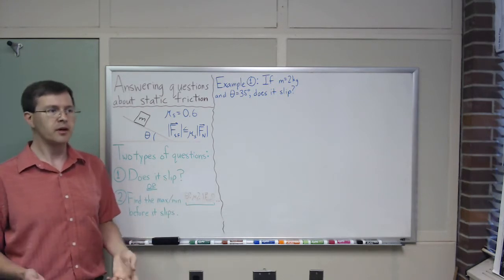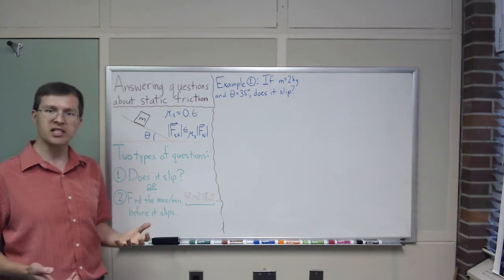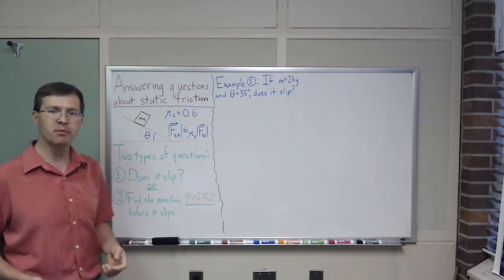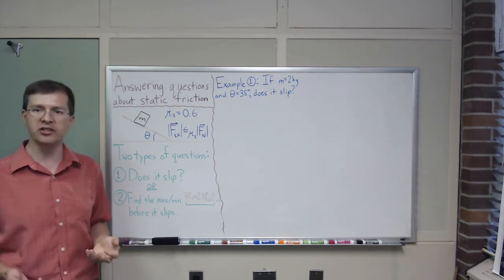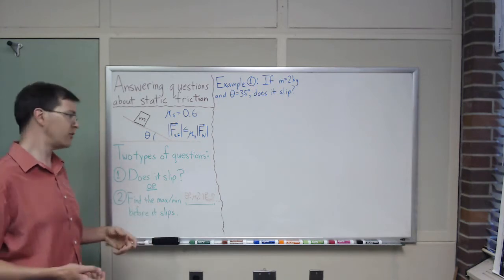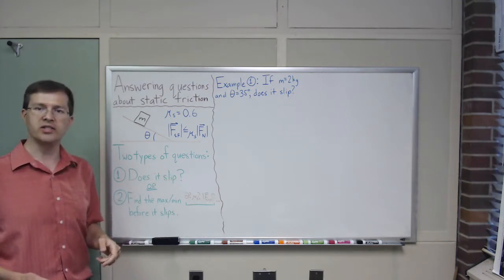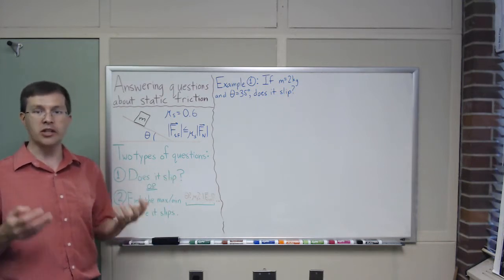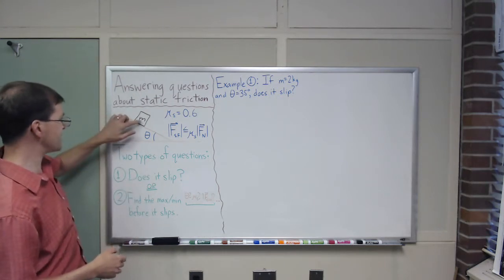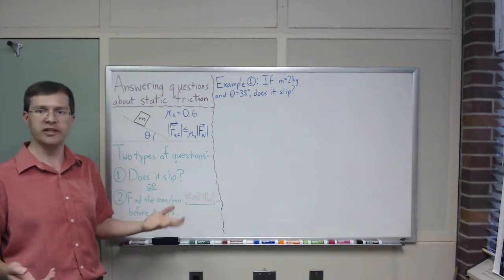It's tough. So what we need to do is figure out some strategies for answering the types of questions that come up about static friction. In my experience, almost every question about static friction that I can think of falls into one of two categories. Some of them are "does it slip" questions. Here's all the information, now you tell me, will the box slip down this ramp? In this case, I've got a box of mass m sitting on a ramp at angle theta. Does it slip if I tell you all the data?